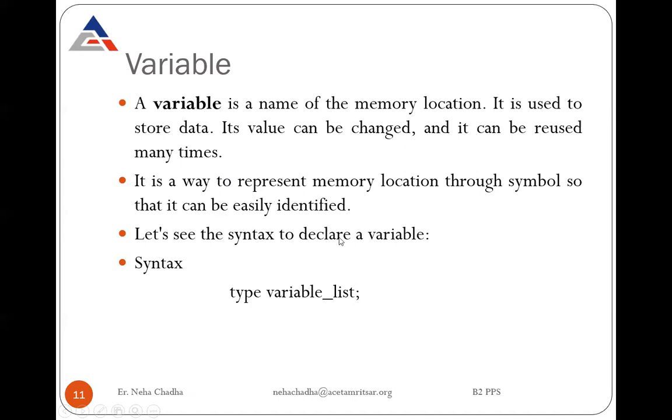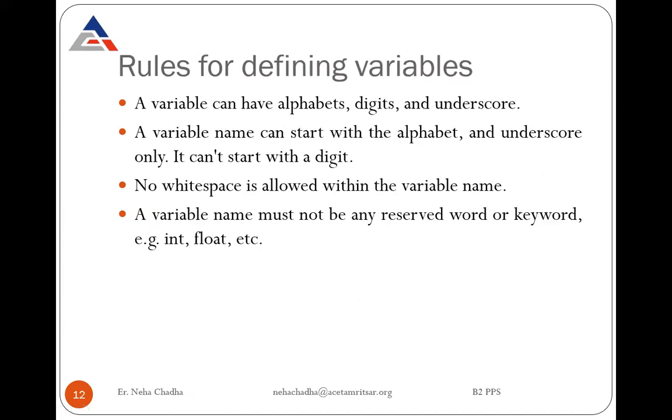Let's see the syntax. How you can declare: first is the data type, then the variable list. I have given int a, comma b, comma c, comma d in a single line, that is the variable list. You may write a single variable over here and you can use different variables depending on which type of data you are going to declare. Firstly, you have to write down the data type, then you can go further.